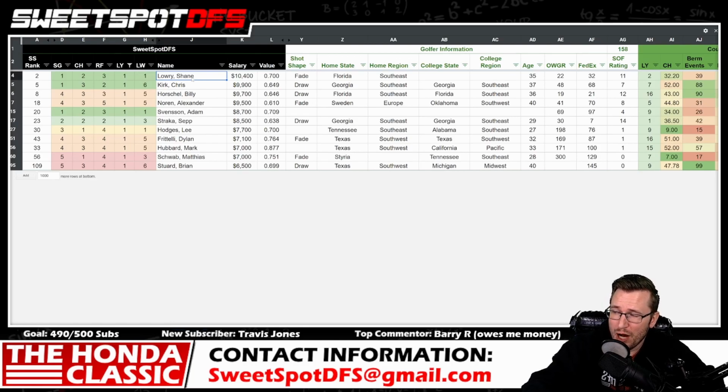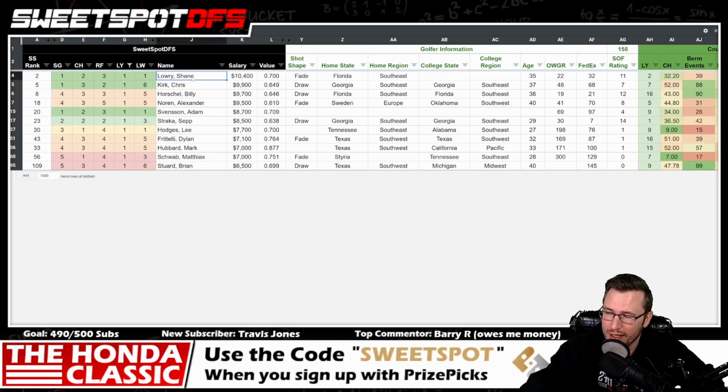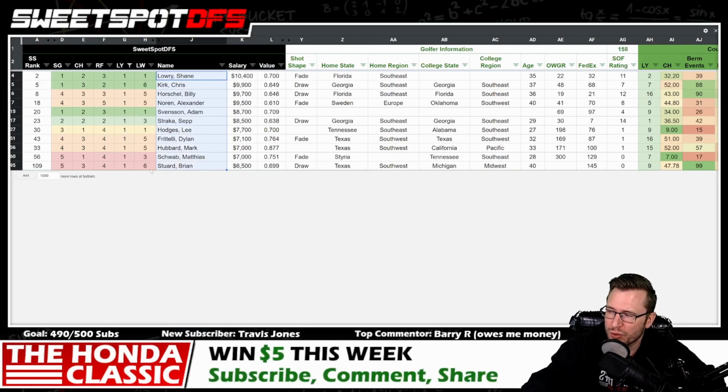So starting with Lowry, just from this first bucket we're looking at, is a bit risky. I actually don't mind most of these guys in here. Lee Hodges is a guy that I don't mind playing. Svensson is a guy I wouldn't mind playing either. Same goes with Billy Horschel or even Chris Kirk. So it's up to you. 1 to 3 is what you want to select from this bucket. Moving on to the next one.